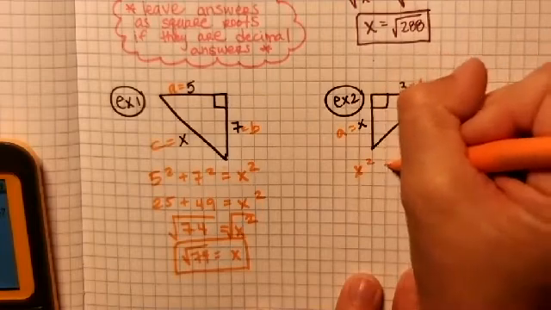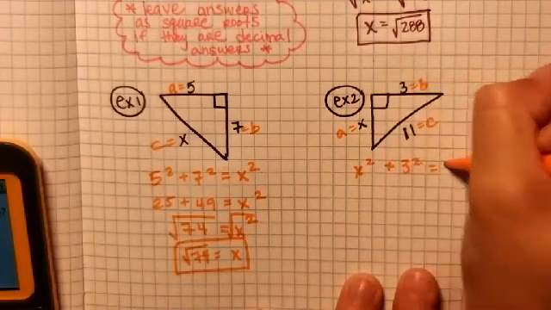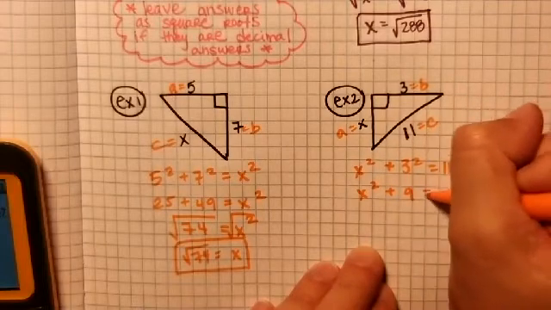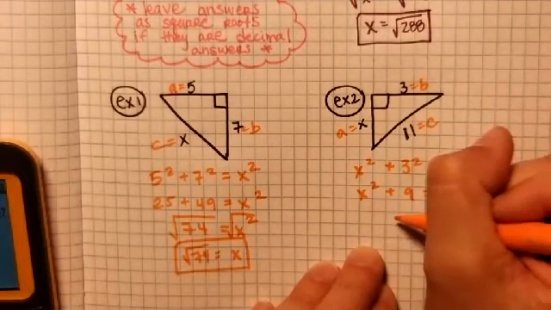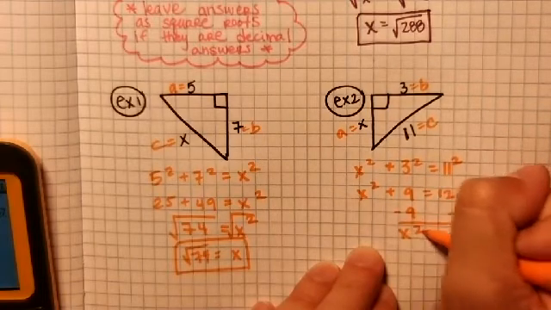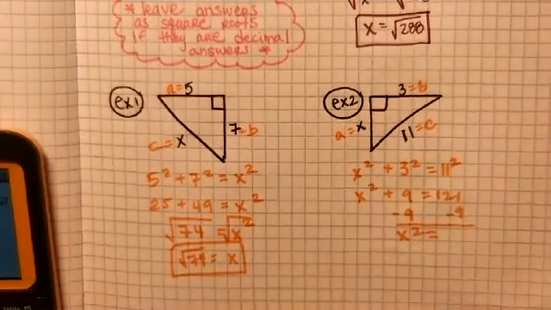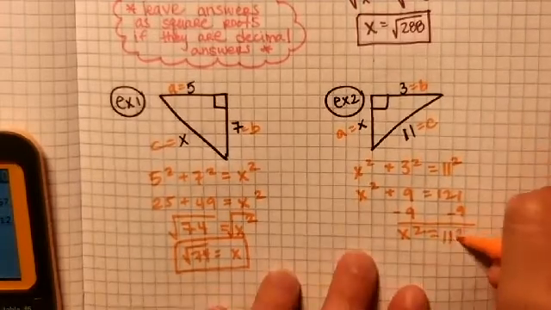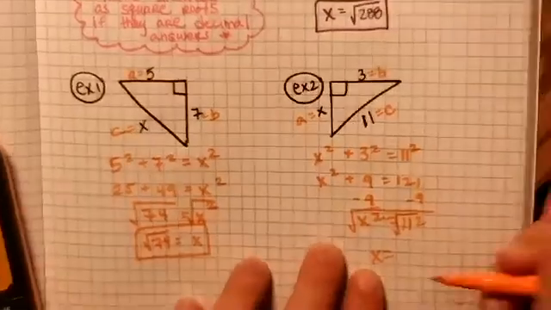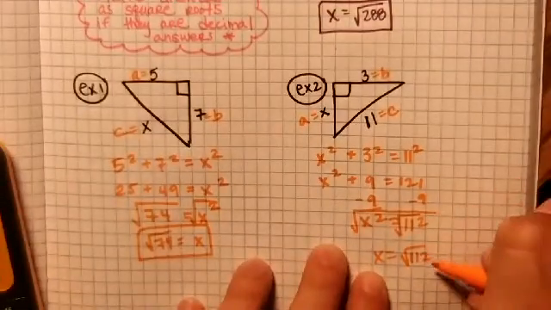X squared plus 3 squared equals 11 squared. So x squared plus 9 equals 121. Subtract 9. X squared equals 112. And when you square root that, that's not going to square root. So I'm going to leave it as the square root of 112.